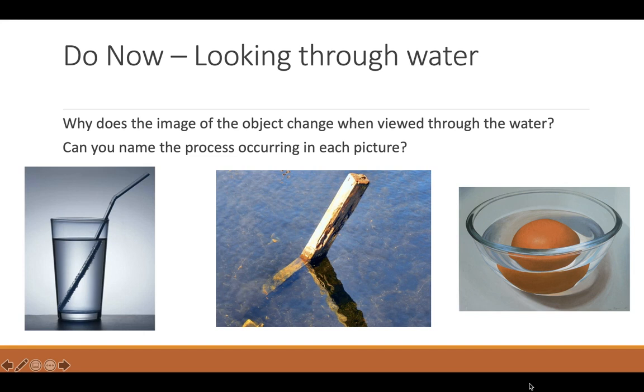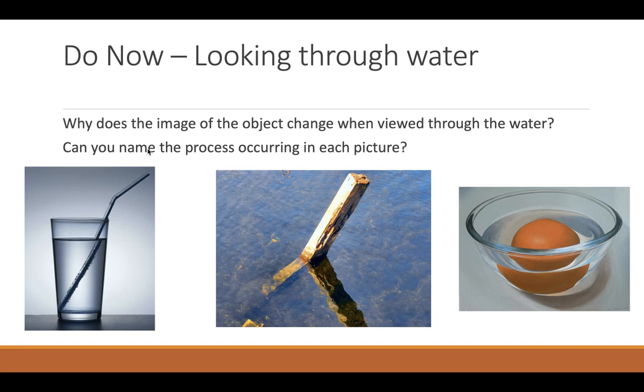So we're going to begin the class by looking at these three images below. What I'd like you to do is to answer these two questions about the images. Why does the image of the object change when viewed through water? And can you name the process occurring in each picture? Pause the video here, have a go at that.